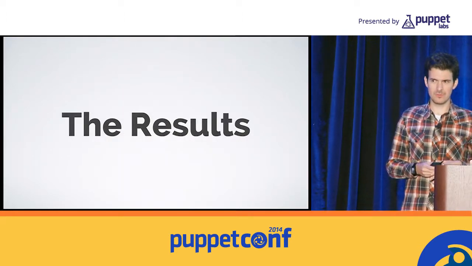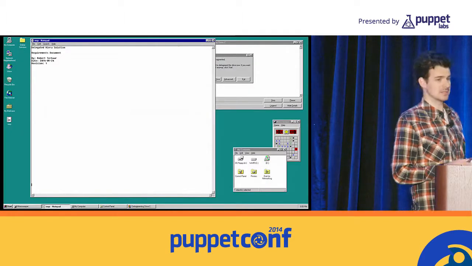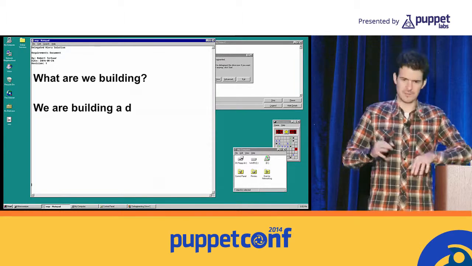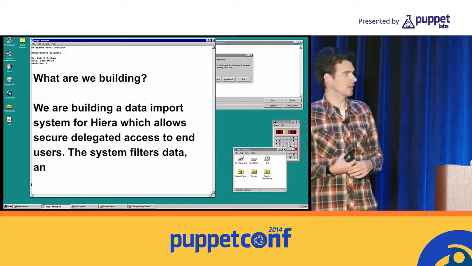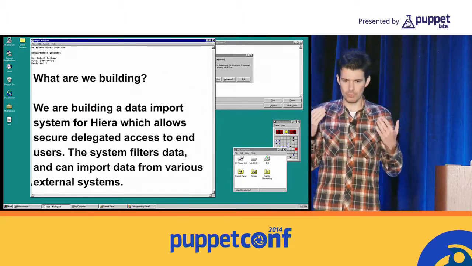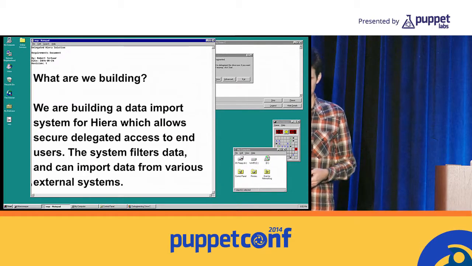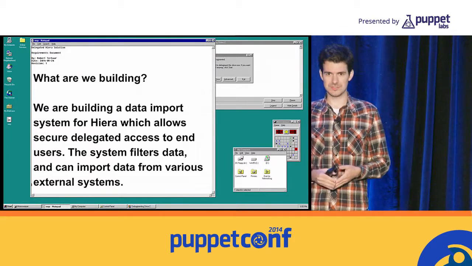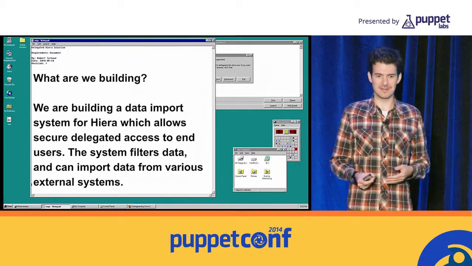So with that surprise, we started writing the document. And this is actually a live video from my computer. I opened up my computer, and I started typing all this stuff out into Notepad. And so this was the question: what are we building? And so this is what we defined it as. We're building a data import system for Hiera, which allows secure delegated access to end users. The system filters data, and it can import data from various external systems. So this is really different from what we first set out to design.